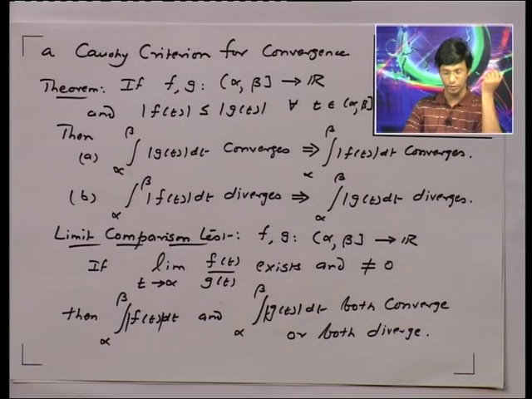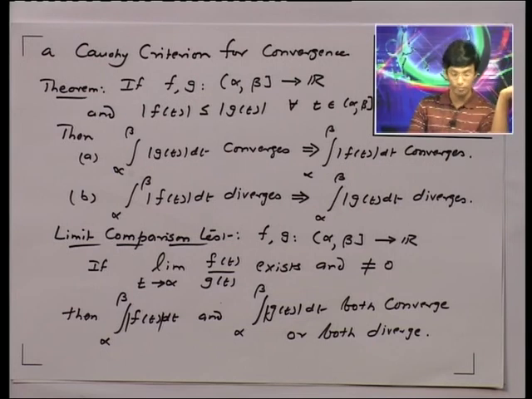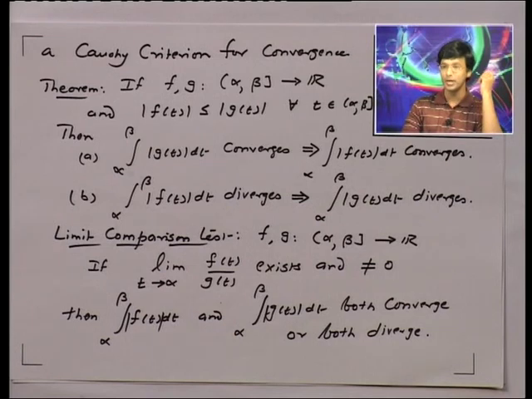f and g are two functions and g dominates f. If the dominant one, the integral from alpha to beta of mod g(t) dt, converges, it implies the integral from alpha to beta of mod f(t) dt also converges. And the second statement is basically the contraposition of the first one. It is the same as the first statement written in contrapositive form, but it is useful to spell it out.